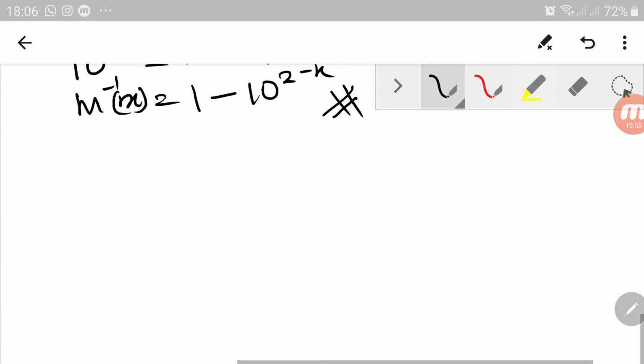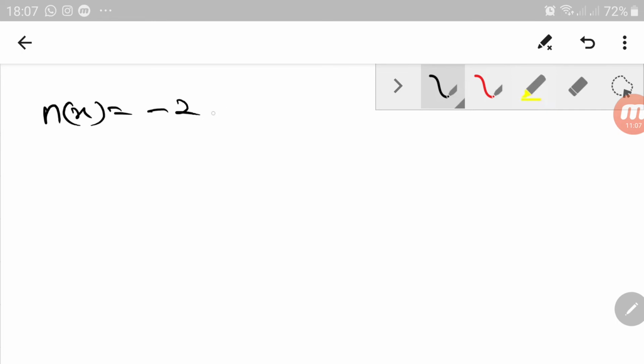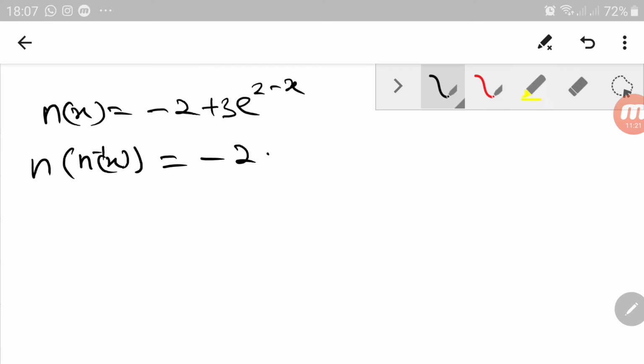Okay, that's log. Maybe one example for exponent. Exponent. So m and n x equals exponent: minus 2 plus 3e to the power of 2 minus x. Looks challenging, nothing, easy also. So first step, change x into n inverse, like that. Minus 2 plus 3 e to the power of 2 minus n inverse x. Correct, bracket everything.